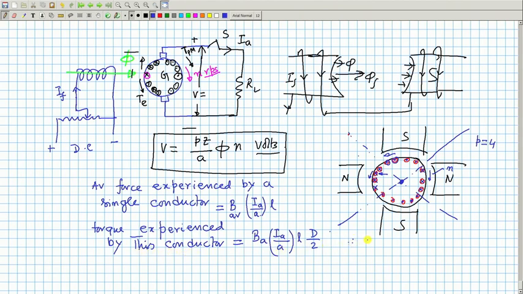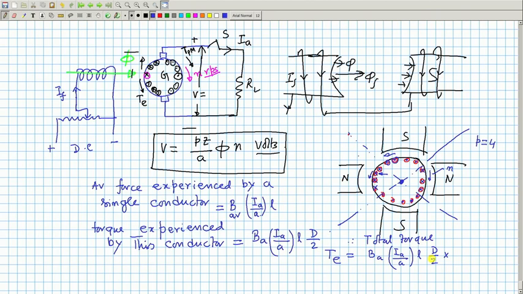Therefore, the total electromagnetic torque will be B average into I_A by A into L into d by 2 into how many conductors should I multiply? Should it be Z by A? Should it be Z? What? It must be Z, because each conductor is contributing to the torque.